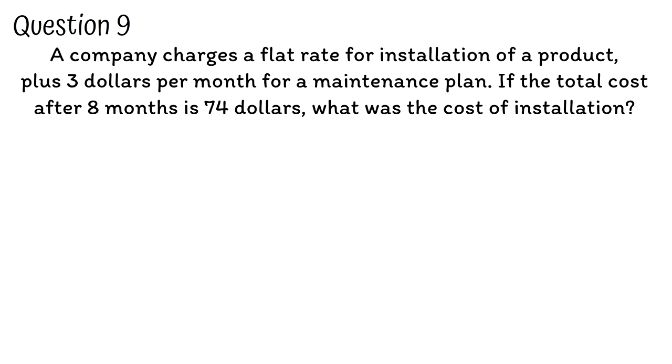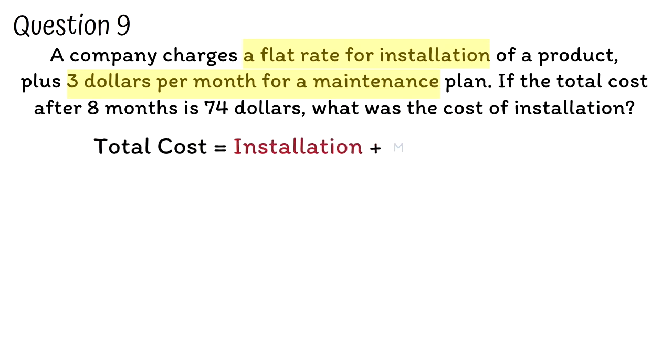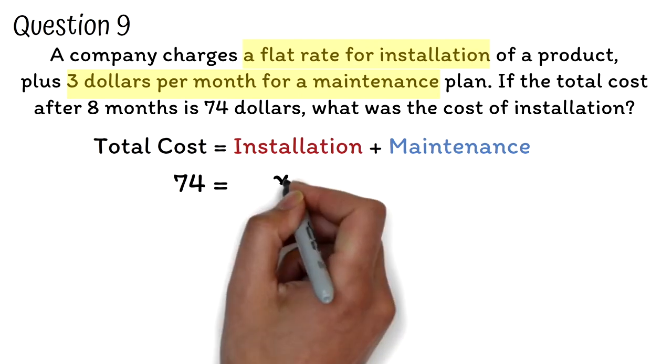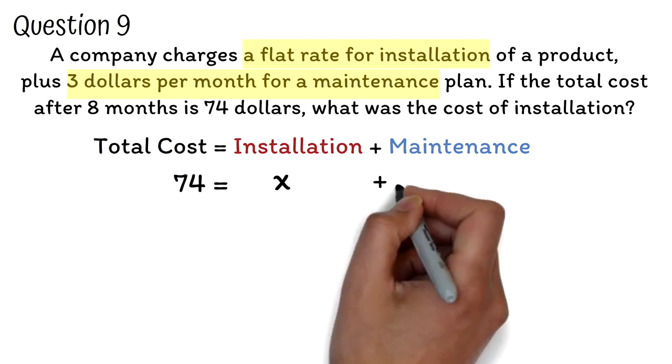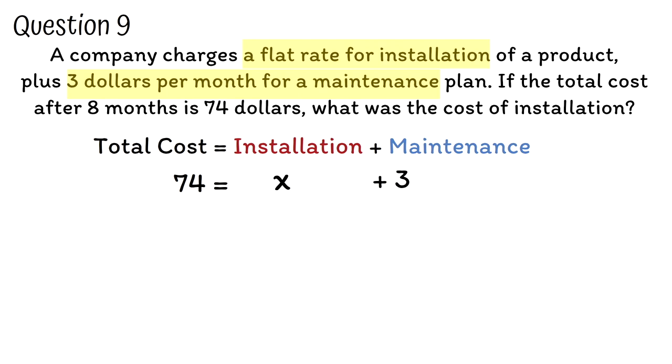The company charges a flat rate for installation and $3 monthly fee for maintenance. The total cost after 8 months will be the cost of installation, plus the cost of maintenance plan for 8 months. The total cost has been given as $74. We don't know the initial installation cost. Let's represent it with x. The maintenance plan for 8 months will be the cost per month, which is $3, times the number of months, which is 8 months. We multiply this to get 24.